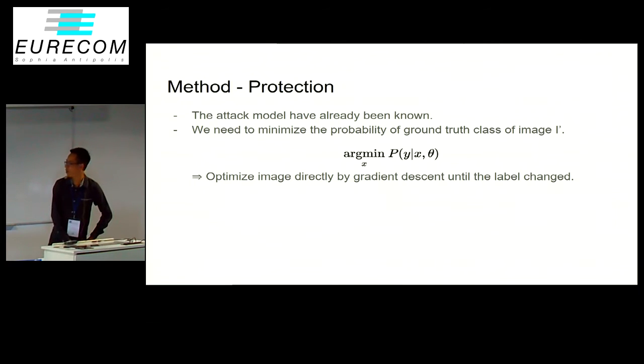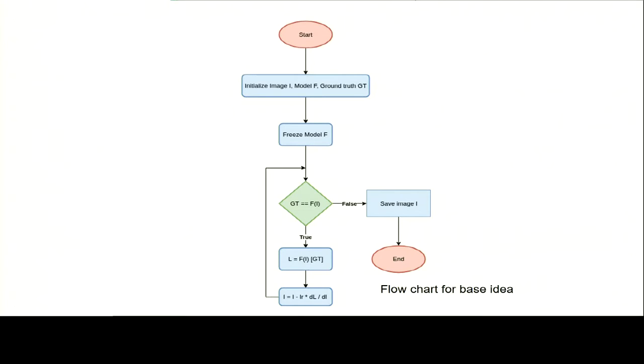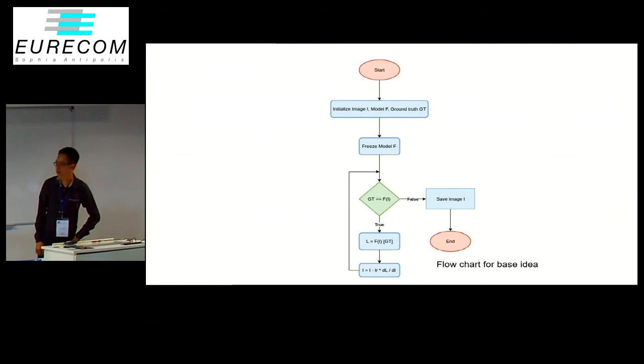For the protection method, they try to minimize the probability of the predicted class so that it will predict the wrong category. Basically, they freeze the model and keep the input, so the back-propagation pushes information into the input image and actually modifies it. Until the class is predicted as a wrong category, they keep modifying, then they save the image and it generates the new image.